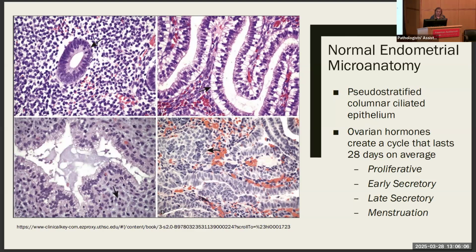And then we have the late secretory stage, where we begin to see the nuclei move down, and the vacuoles are more apical with these secretions in the inside of the gland. And finally, the fourth stage is menstruation, which is the breakdown of the stratum functionalis.